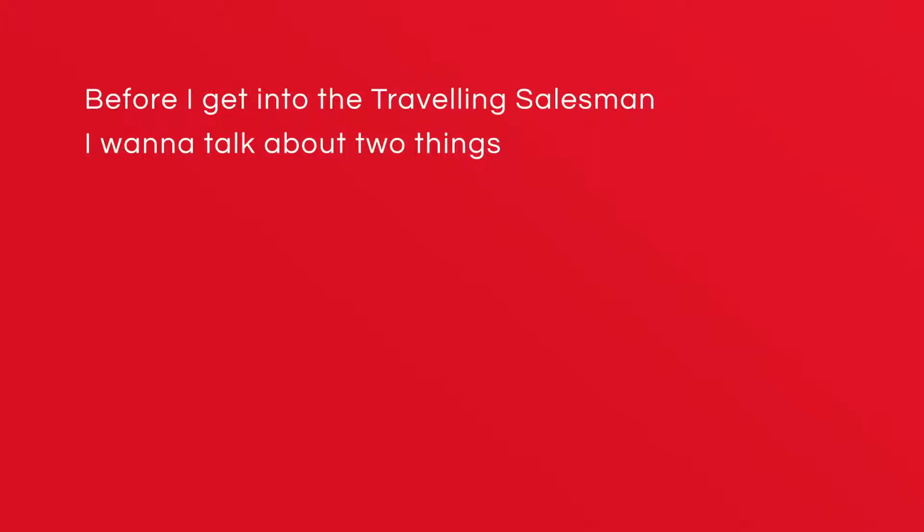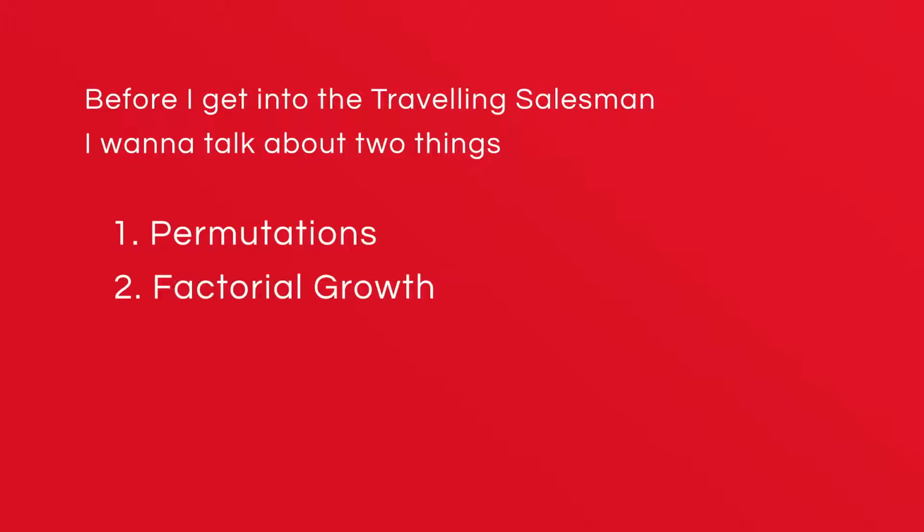In this video, I'm going to talk about the traveling salesman problem and why it's so hard for a computer to solve. But before I start talking about the problem itself, I want to talk about two things that are really important. Number one, permutations, and two, factorial growth.